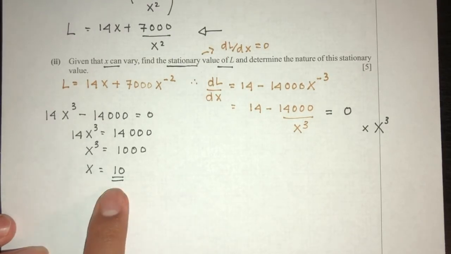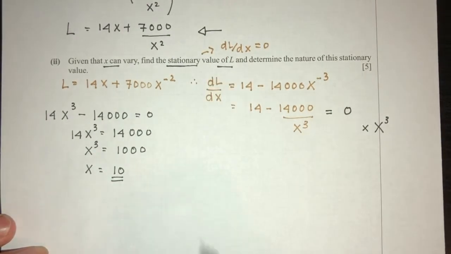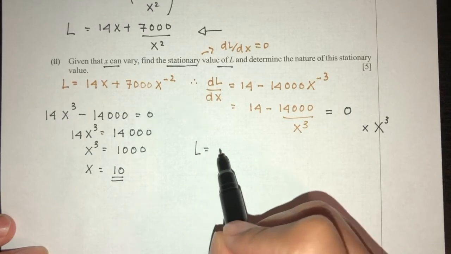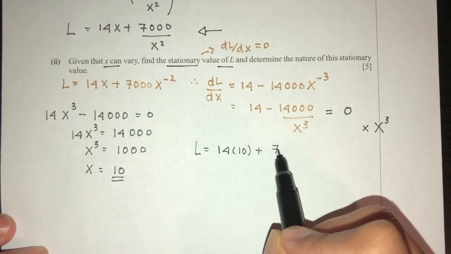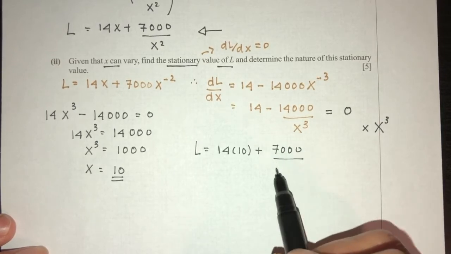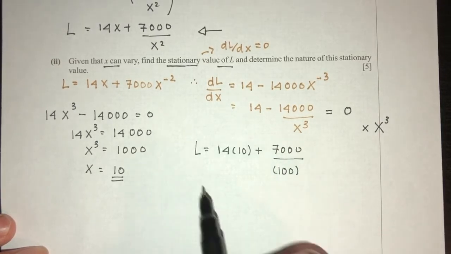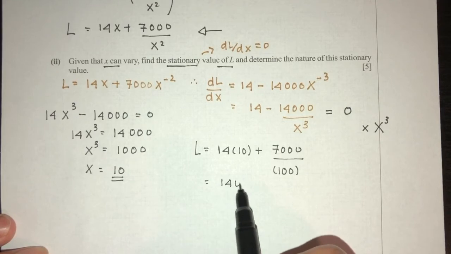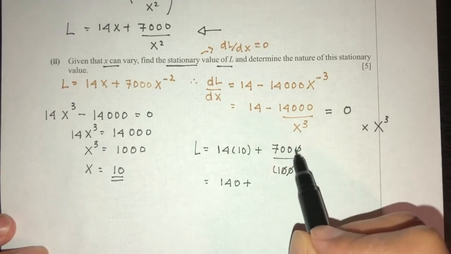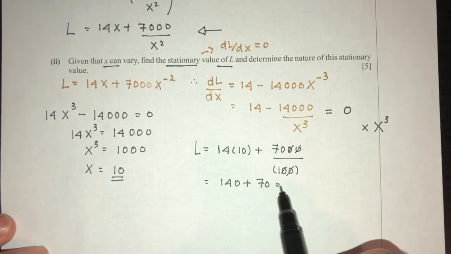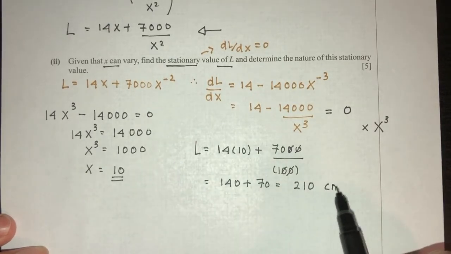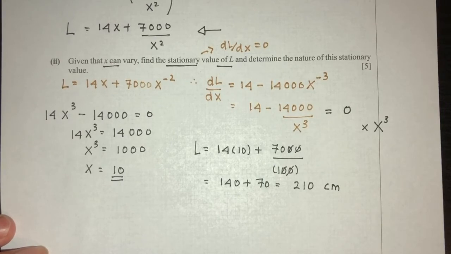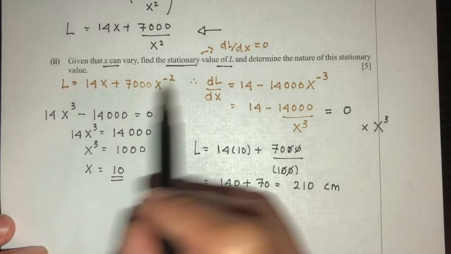But now we have to use this value to find the value of L. So L is equal to 14 times x plus 7,000 divided by x squared. That will be 140 plus 70. That will be 210. L will be your length. That will be in terms of centimeters. That will be for part 1 of the question.